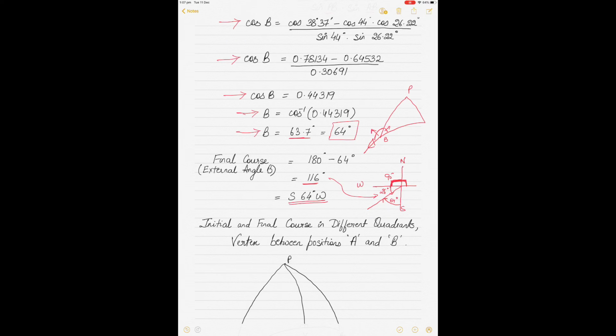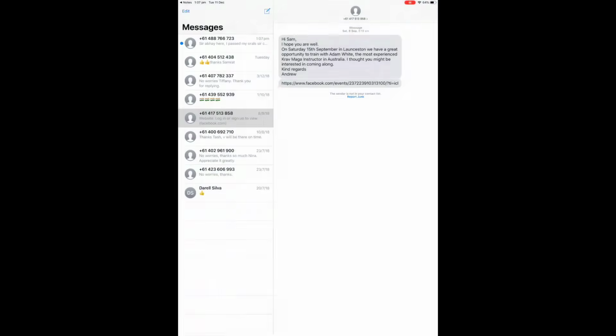If you need the true course, then this would mean 180 plus 64, that is 244 degrees, right? But all I need is the quadrants of the final course to predict the position of the vertex. All right, so sorry about that.